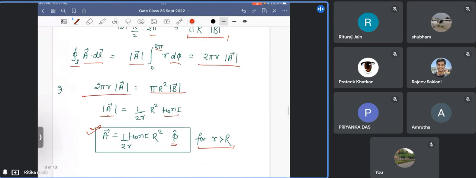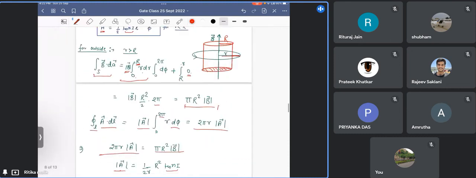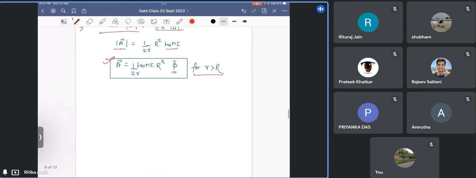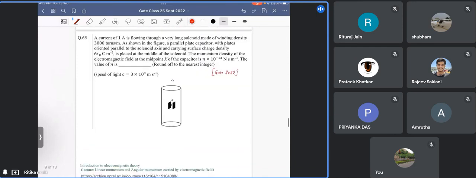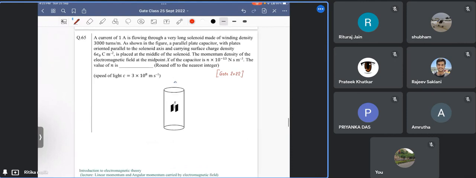So this is the formulation and we are going to use it repeatedly whenever we try to solve questions. So let's move to the questions from previous year GATE exams.